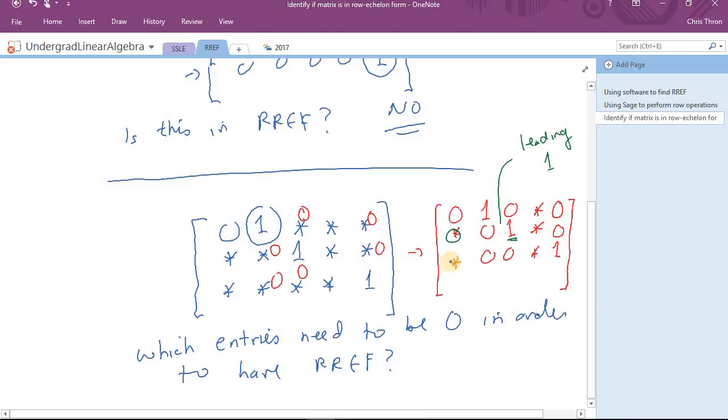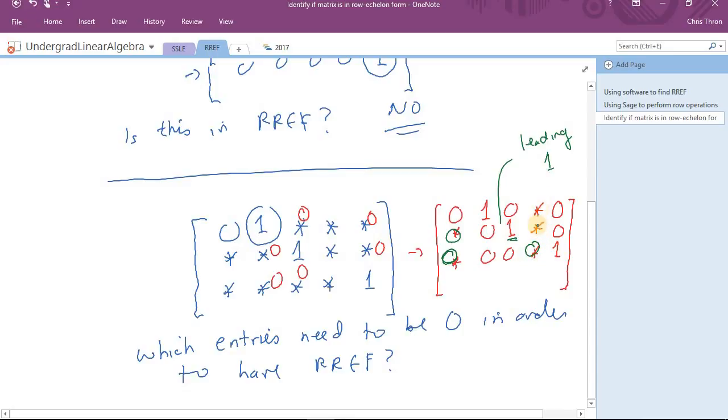Well, my leading entry has to be over here somewhere. Okay, so this one has to be 0, and this one also, because this is my leading 1. Right, so this one would also have to be 0.